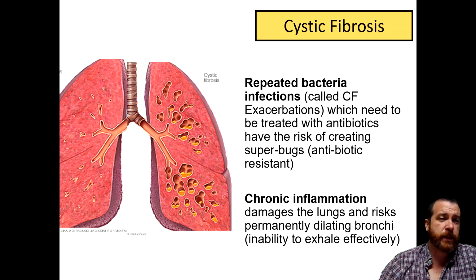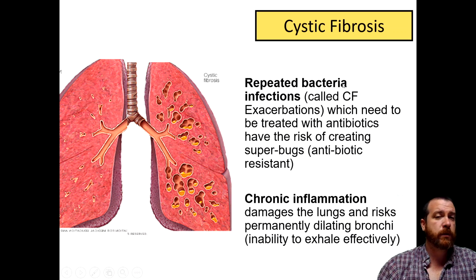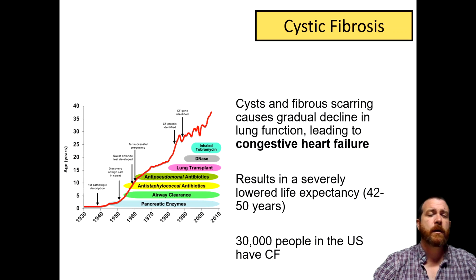Additionally, this chronic inflammation from perpetually having inflamed lungs is going to lead to a lot of fibrosis, right? A lot of damage showing up and scar tissue showing up, which causes a reduction in pliability of the lungs themselves, right?